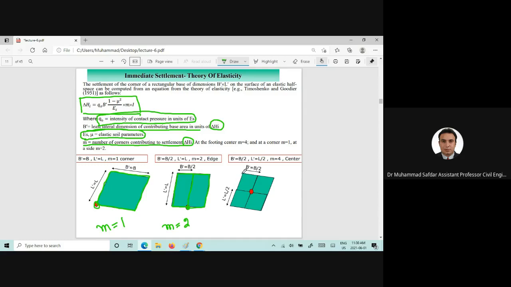Now in another problem, you might be asked to find the settlement at the center, or under the center of this footing. So you will divide this footing area into 4 different parts and M would be equal to 4, because there are 4 corners contributing to the settlement of the foundation. So I hope it's clear. The M concept is important here.